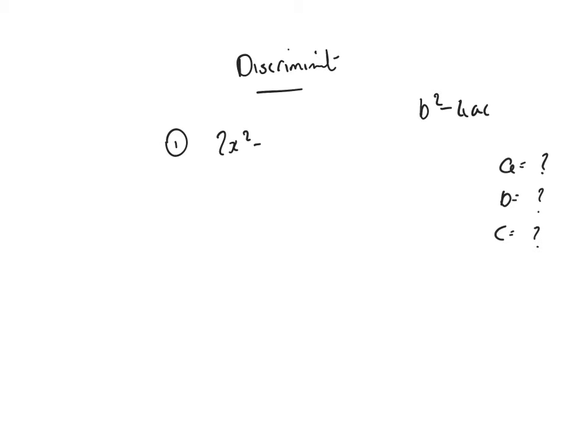Okay, we're going to continue on our work with the discriminant from last day. Remember that the discriminant is given by b squared minus 4ac, and you need to identify a, b, and c. So let's start off with a familiar one: 2x squared minus 5x minus 3. Let's identify a, b, and c.